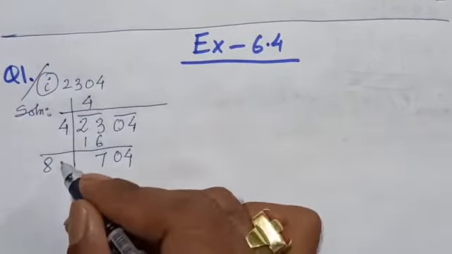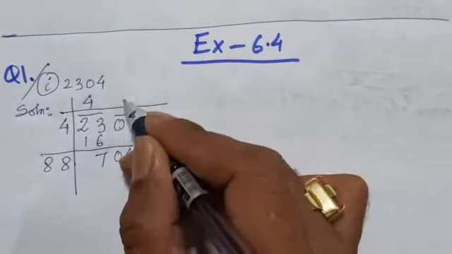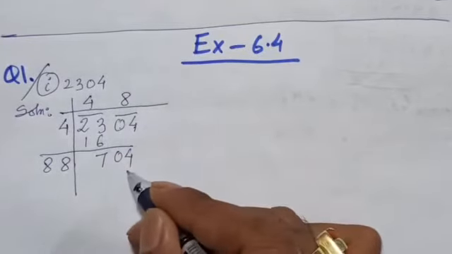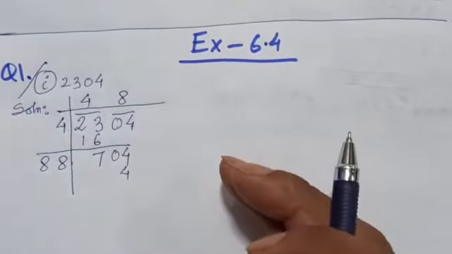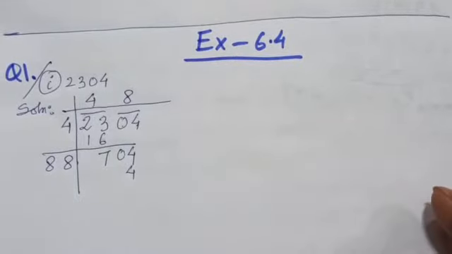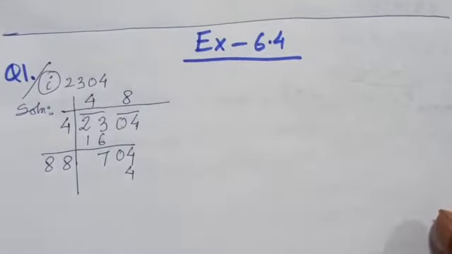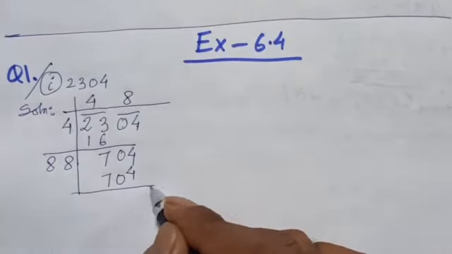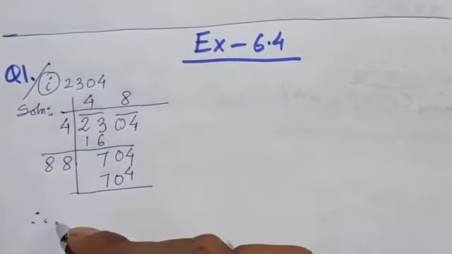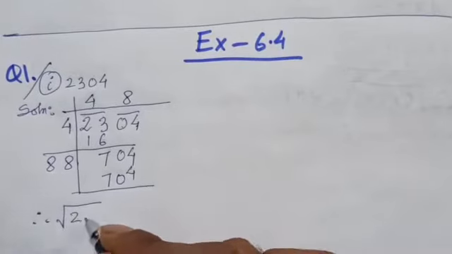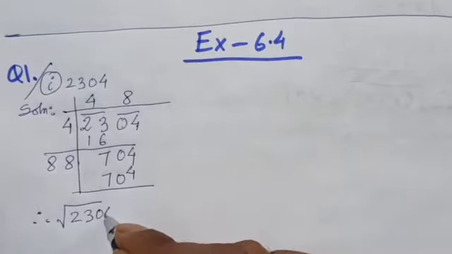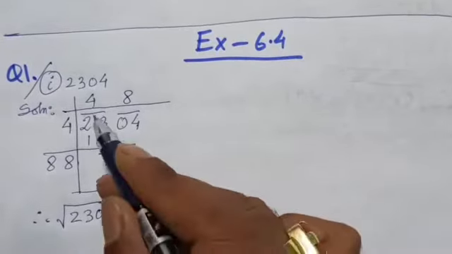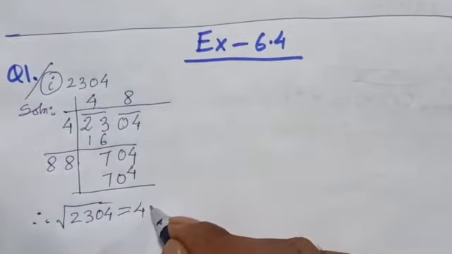Now we can take 8 times. So here 8, here also another 8. 8 eights are 64. We get this. Therefore, square root of 2304 is equal to 48. And this is the answer.